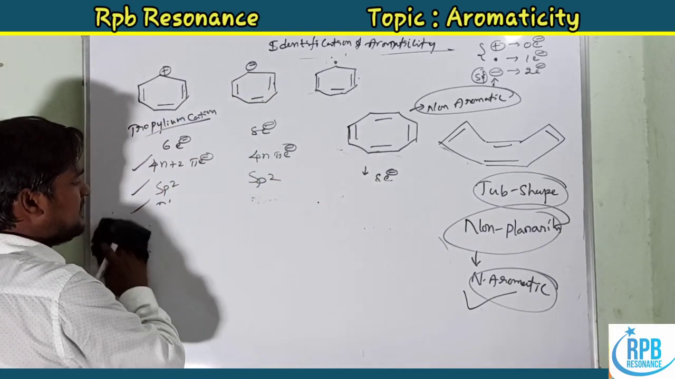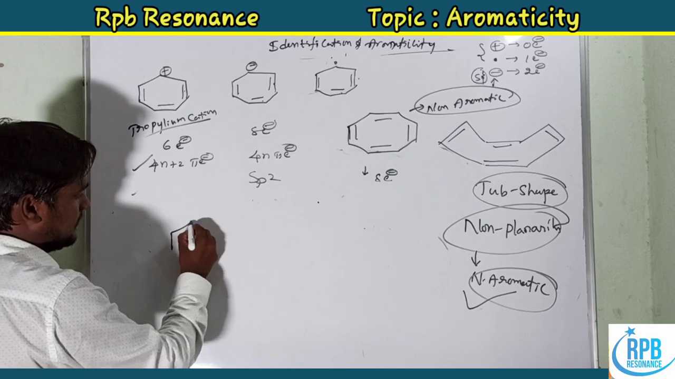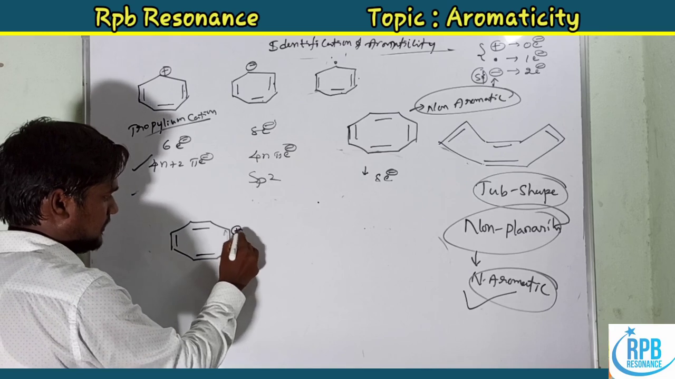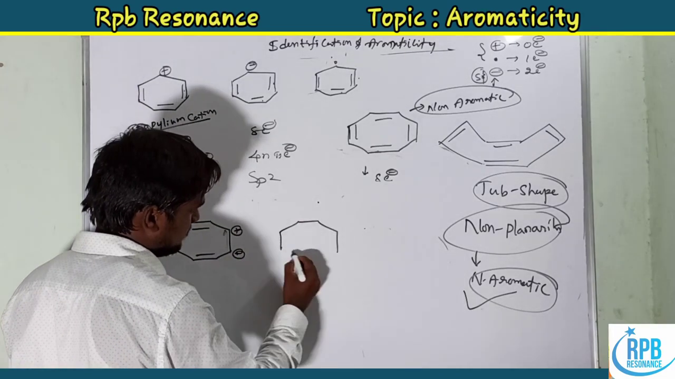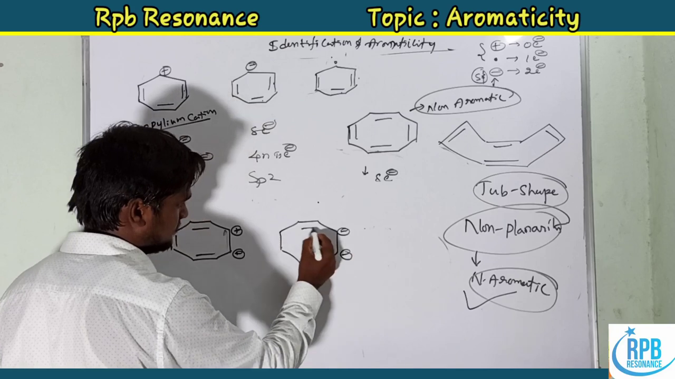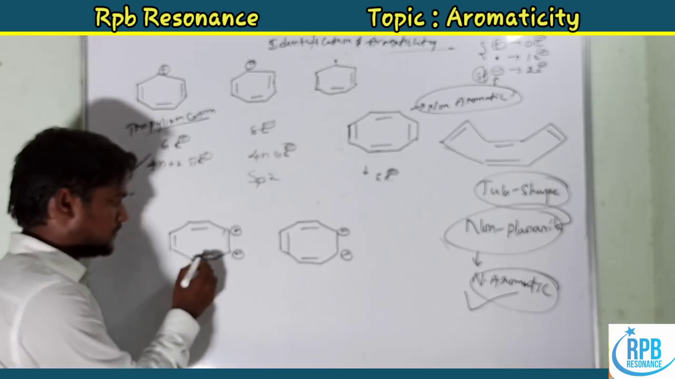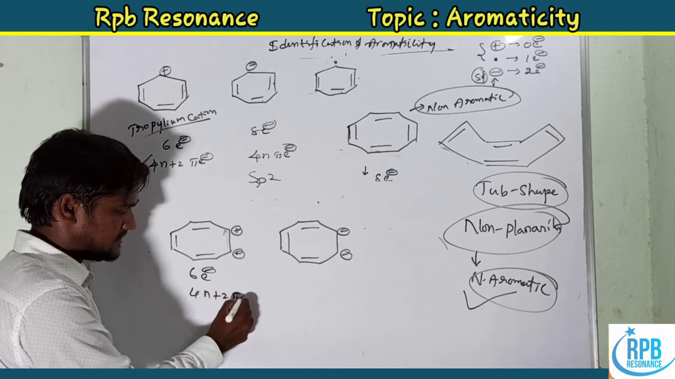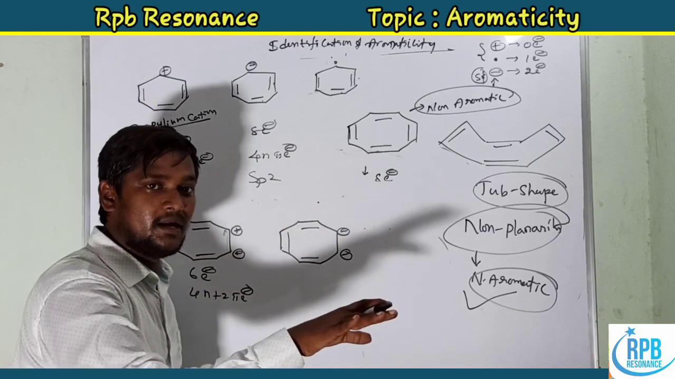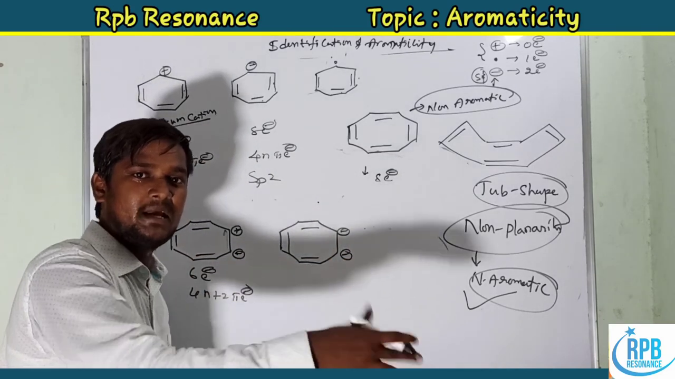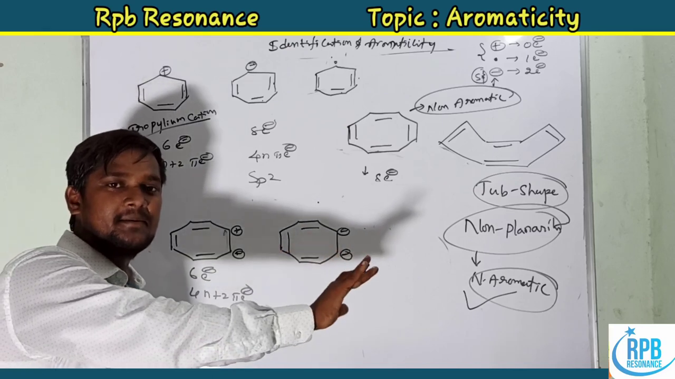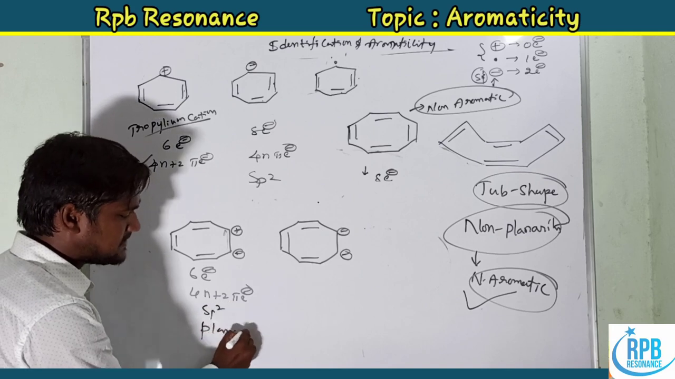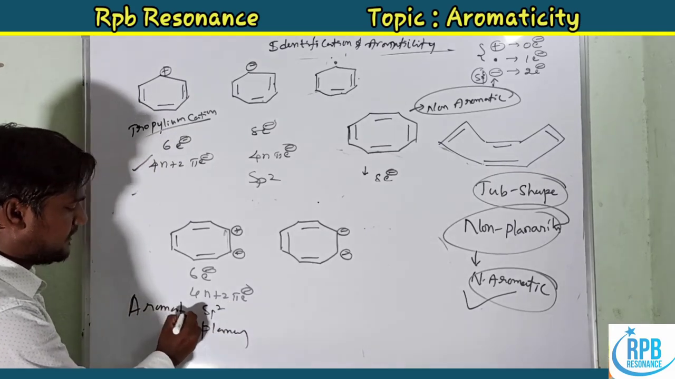So here, in the case of the 8-membered ring with 2 positives, and the 8-membered ring with 2 negatives. With 2 positives, that means 0 electrons from the charged carbons, and 3 pi bonds are 6 electrons. 6 electrons means 4n plus 2 pi electrons. In the case of cations, the tub shape becomes planar. That's why it is a 4n plus 2 pi electronic system, sp2, planar. Planarity is mandatory. That's why it is aromatic in nature.